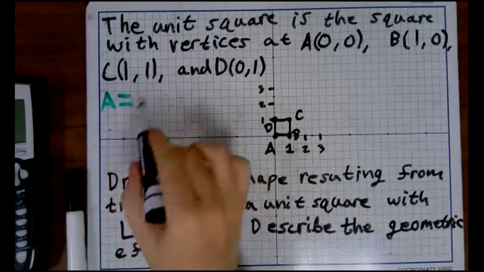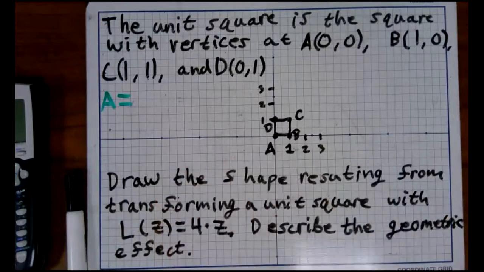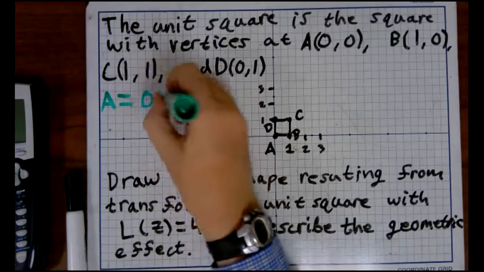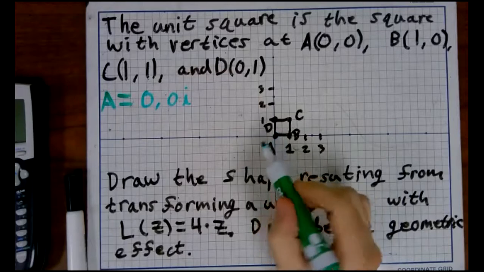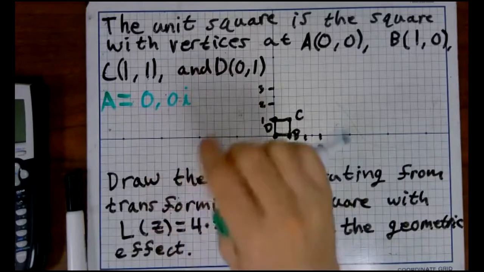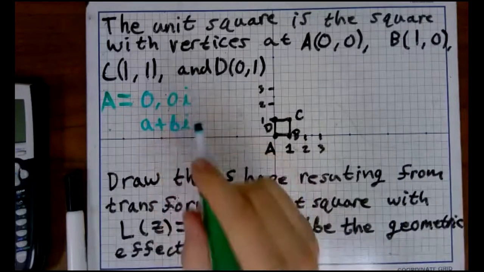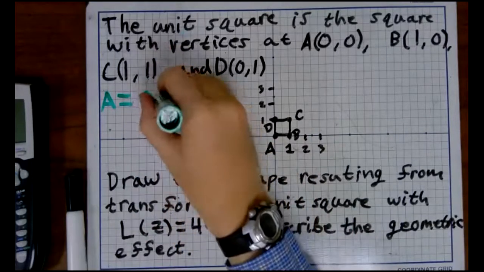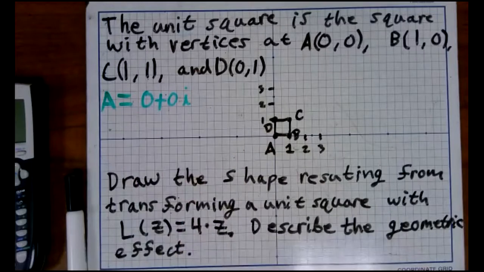So anyway, A as a complex number, help me out. The point 0, 0 as a complex number, how would I write that? Someone wrote 0, 0, i, and they're really, really close. They know what they're doing. They're thinking, okay, I'm going over 0 and up 0. But this is not as a complex number. All complex numbers are written as a plus bi. So we just need to write it 0 plus 0i. Make sense?